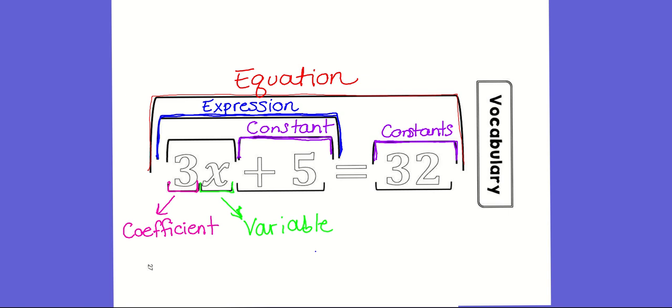So each part of this equation, the 3x, the 5, and the 32, each part we call a term. So the 3x together makes one term. The 5 makes a second term. And the 32 makes a third term. So there are 3 terms in this equation. A term is anything separated by an addition or subtraction sign.